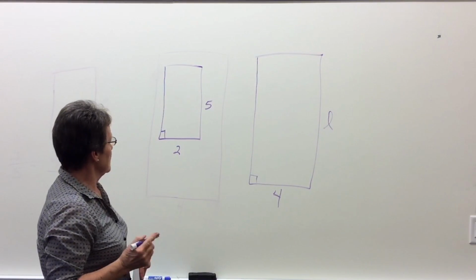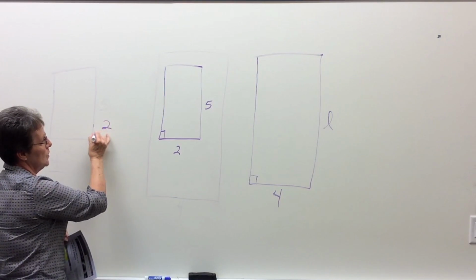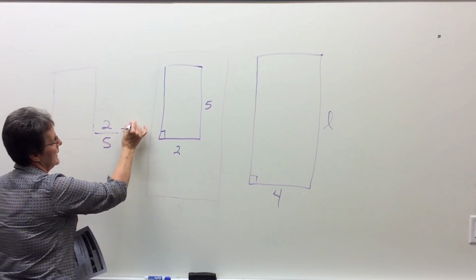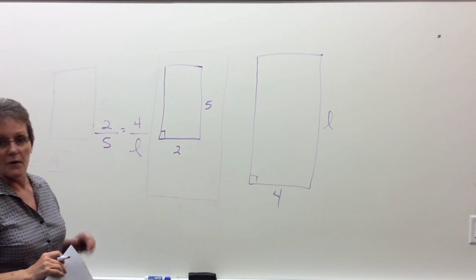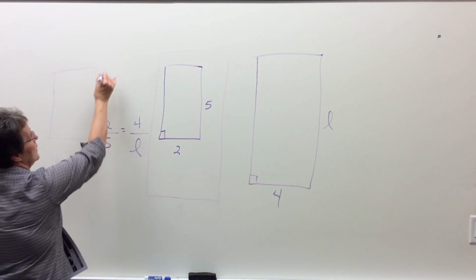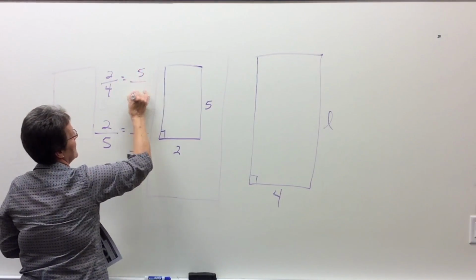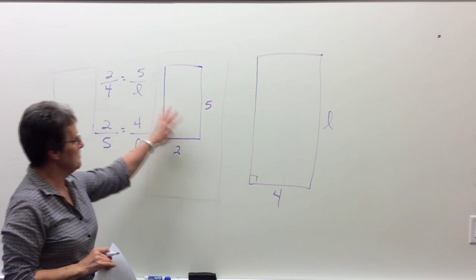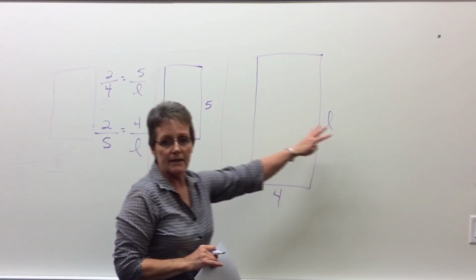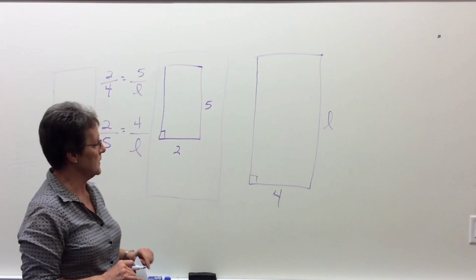So there's two different ways we can do this. We can set this up as 2 over 5 equals 4 over L, or there's another way to set them up, which would be 2 over 4 equals 5 over L. That is a personal preference. Some of us like to compare within each rectangle. Some of us like to compare across from one rectangle to the other.